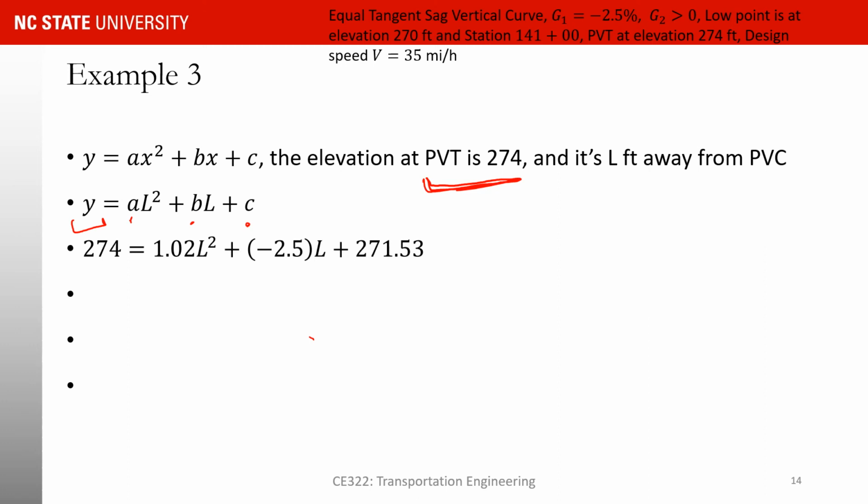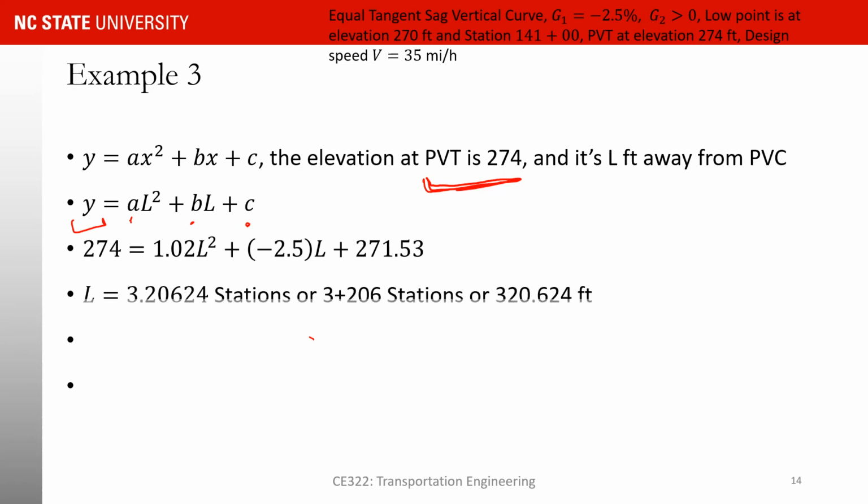So 274 is equal to 1.02 L squared plus negative 2.5 L plus 271.53. So what you need to do is to solve this quadratic equation. It's going to give you two solutions. One is going to be not right and negative. The other one is the one that you see here, 3.2. And you see that because we have put everything in stations, or in feet per station for the slope, the value of L is in stations. So it's 3.2 stations, or 320 feet.